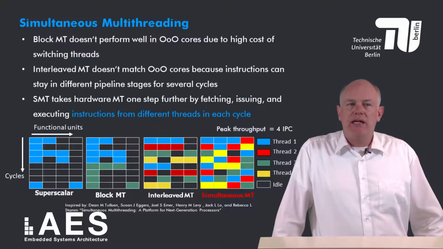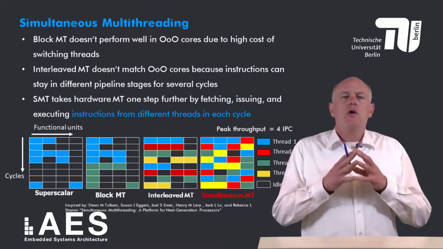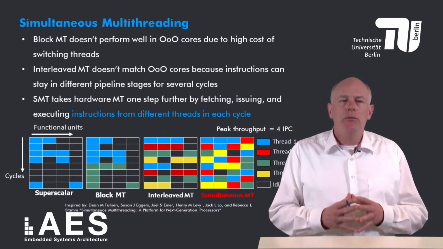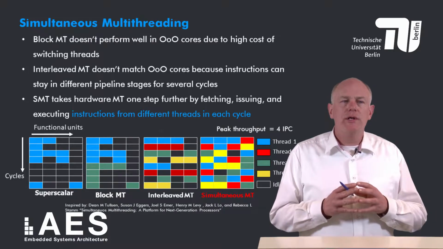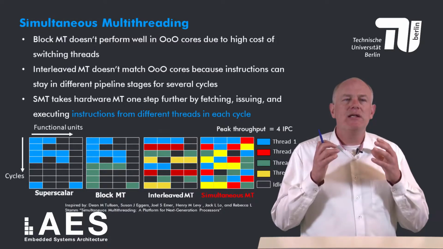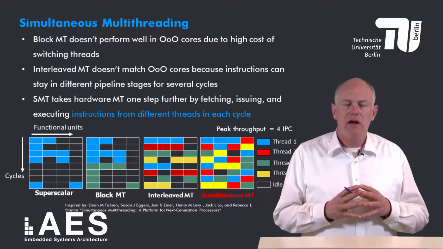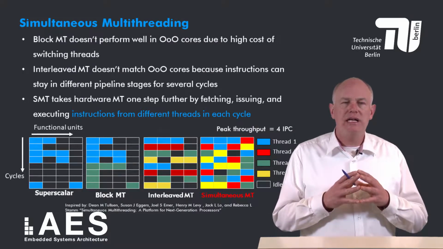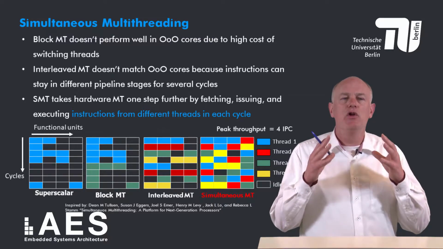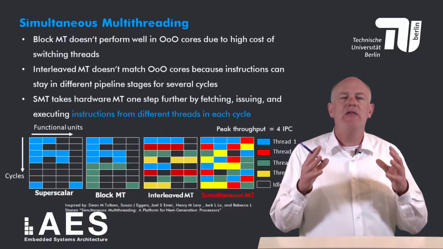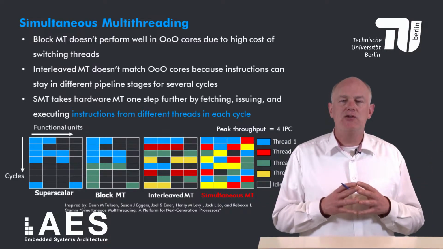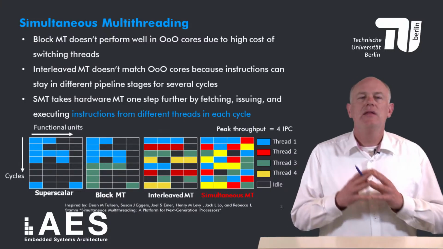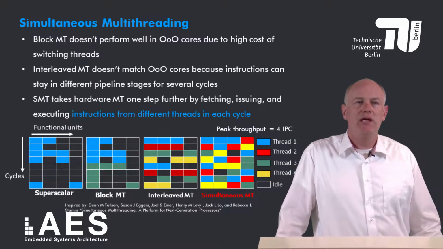Let's first motivate simultaneous multithreading, SMT. First, coarse-grained multithreading, block multithreading, does not perform well on out-of-order superscalar cores because there is a high cost of switching threads. The number of instructions in flight in a multiple issue processor is very large, meaning if we switch to another thread and we flush all the instructions currently in the pipeline, the cost of switching threads will be too high.